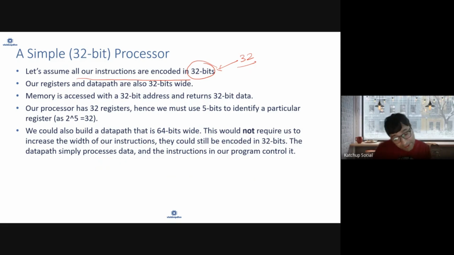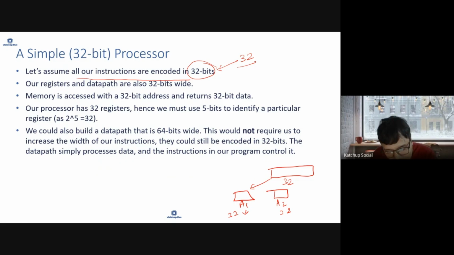Our registers and data path are also 32 bits. So basically what this means is you are telling the CPU, let's say, do multiply, but on what data you are multiplying, let's say A1 and A2, those are also 32 bits. So that means our registers and data path are also 32 bits. Your memory is accessed with a 32-bit address and returns 32-bit data on which we operate.